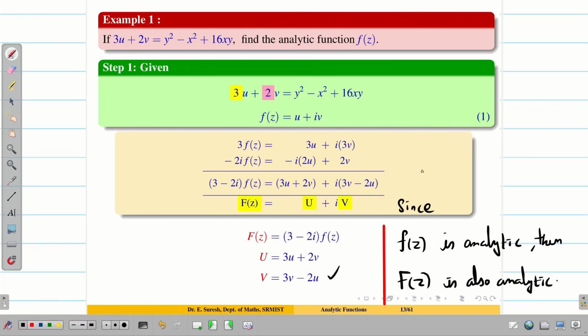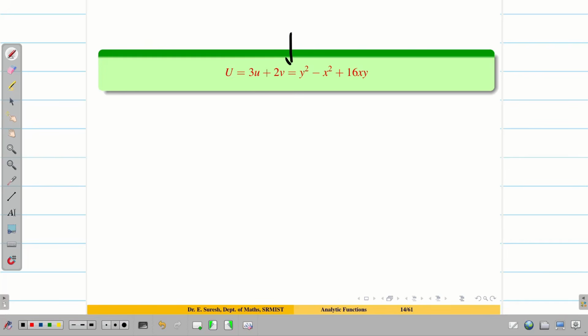After this, it is very important to mention that since f of z is analytic, capital F of z is also analytic. Then only we can proceed with the further steps of the Milne Thomson method, because we have to say capital F of z is analytic. After converting into this, we have to proceed as usual.